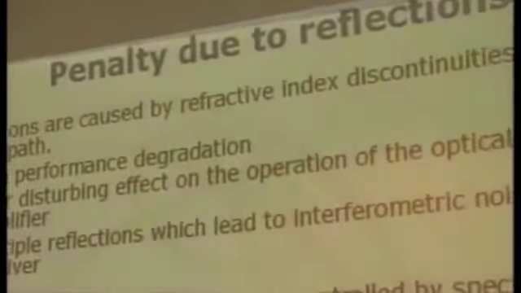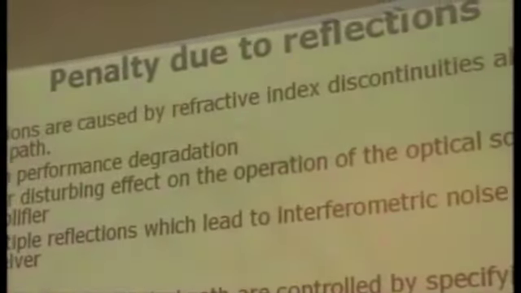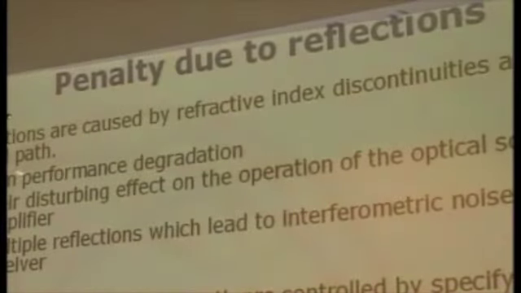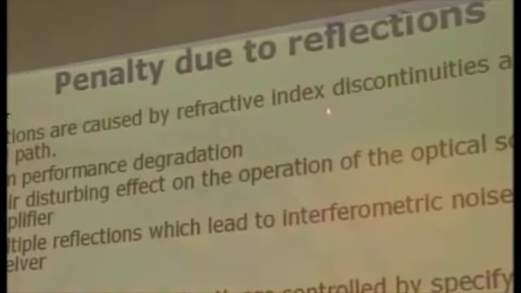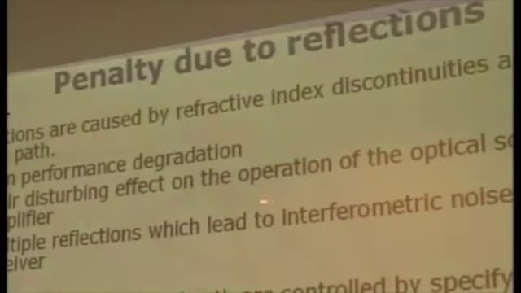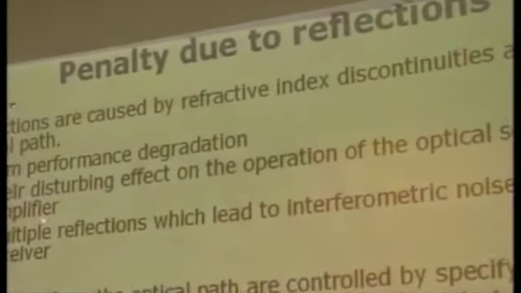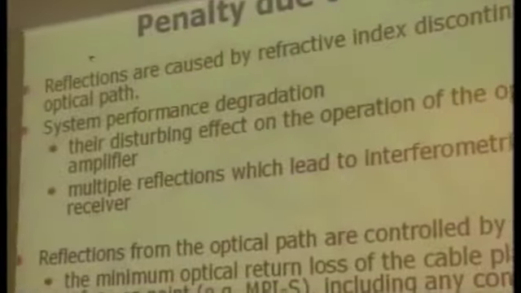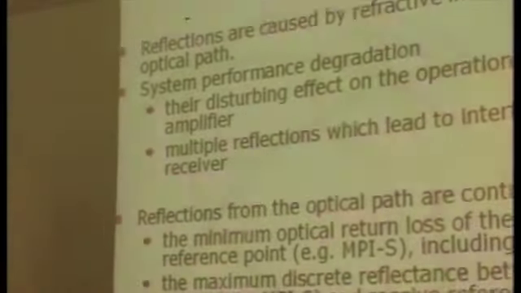It may not be difficult to understand what a reflection is, very simple reflection. But the reflections are caused by refractive index discontinuities along the optical path. So system performance degradation could result from their disturbing effect on the operation of the optical source or amplifier. As I said, not only the passive component, but such an active component could be impacted or disturbed by the reflection. So we have to keep the reflection to a lower level.